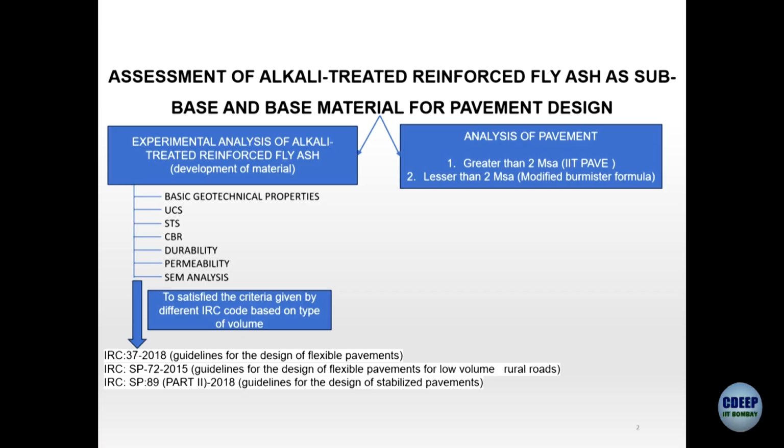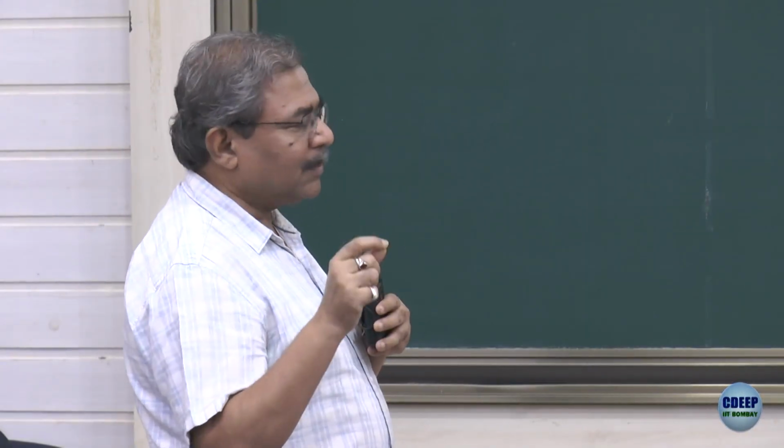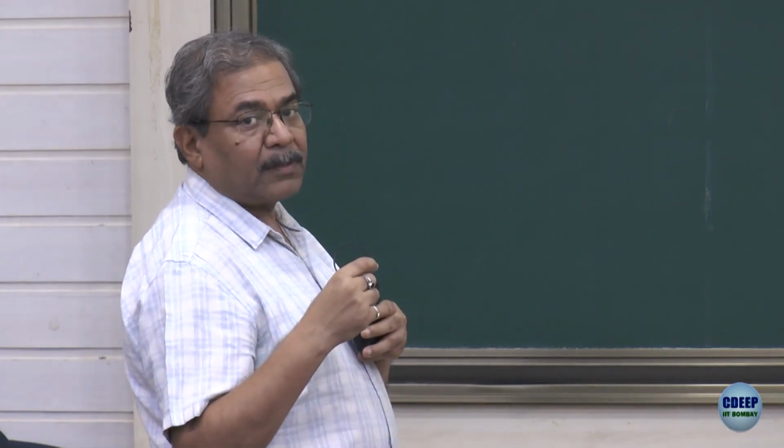SEM is scanning electron microscopy. If you really want to see how the particles look, there are now the latest versions of SEM also available in our institute. We call them FEG, field emission SEMs, where you can find out even the mineralogical composition of the material by doing SEM analysis, and you can see the texture, grains, how they look, whether they are opaque, transparent and so on. I will be discussing later what the different types of particles present in the system are and what their matrix is.